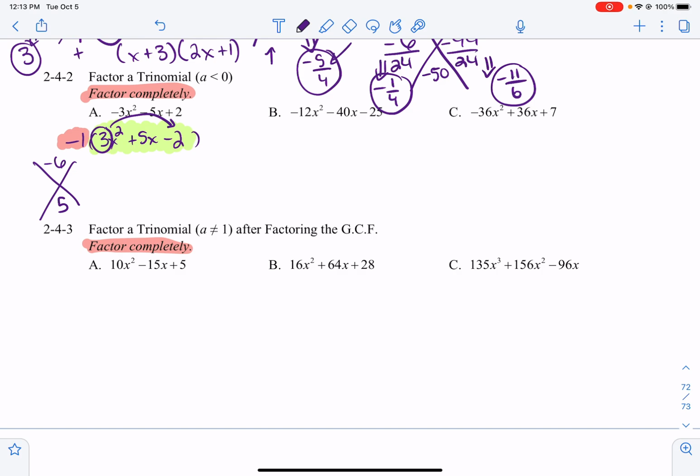So I take my 3 times negative 2 and I get negative 6. So now I'm looking for two numbers that multiply to negative 6, but they add up to be 5, and that's going to be a positive 6 and a negative 1. Those multiply to negative 6, they add up to 5, but just like the last section, I multiplied by 3 to get that 6 up there. So now I have to divide by 3. I've got to divide my answers by 3. This has nothing to do with the negative 1. This is all part of my parenthesis.